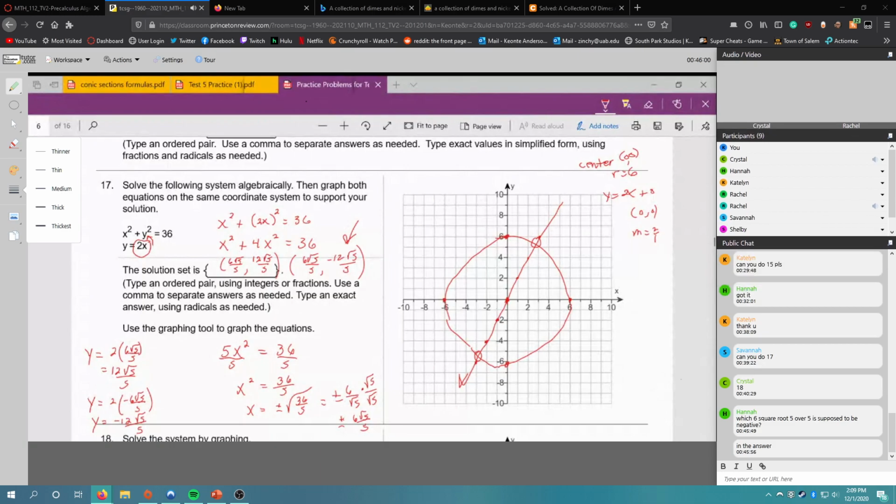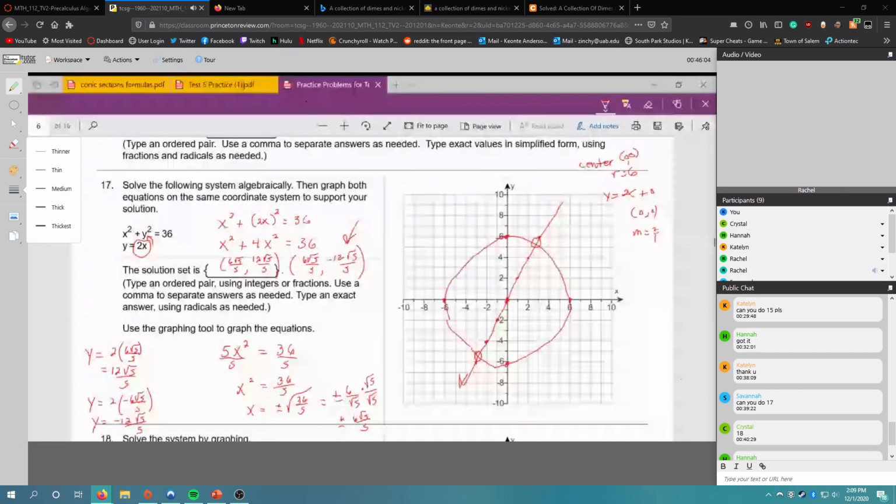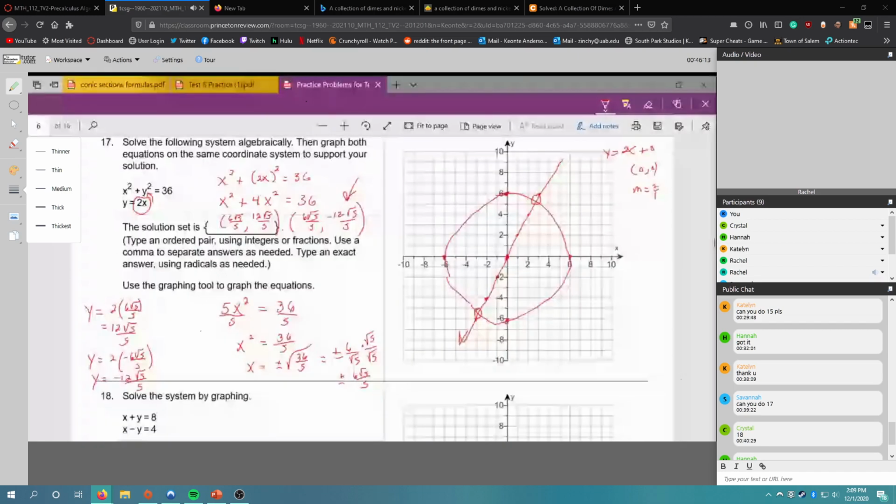This one, the second one, thank you. Yeah, the second one should have been plus or minus 6 square root of 5 over 5. It should have been, because when I plugged in the negative, I got the negative. So this should have been the negative. Sorry.